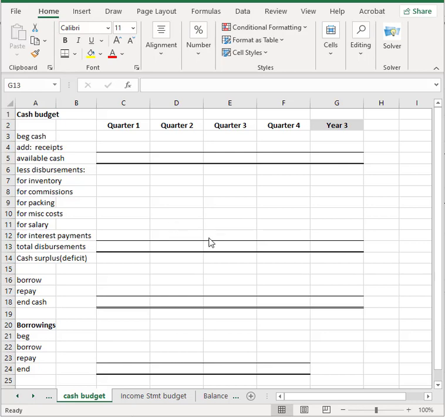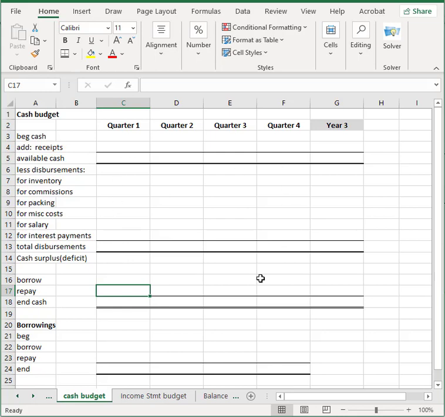So here we're going to be working on the cash budget. And the cash budget is a forecast of whether cash is going to be adequate at the end of each of the quarters. If it's not adequate, if on line 14 the cash surplus or the cash deficit is negative cash, that's a problem. Then we can borrow if this is negative, or we can repay loans if we have any, if there's a cash surplus.